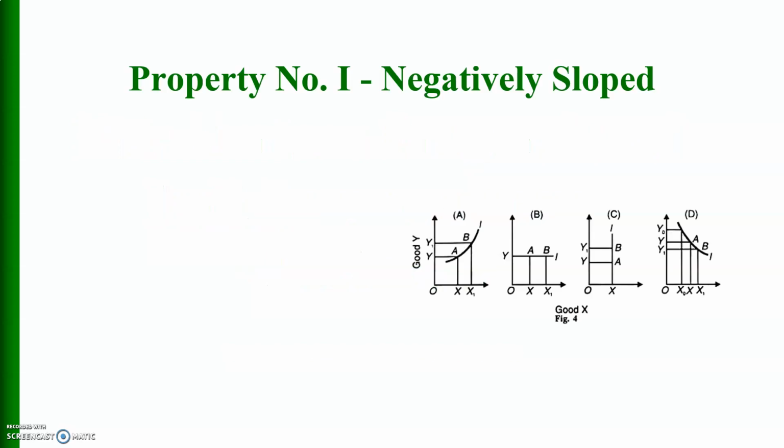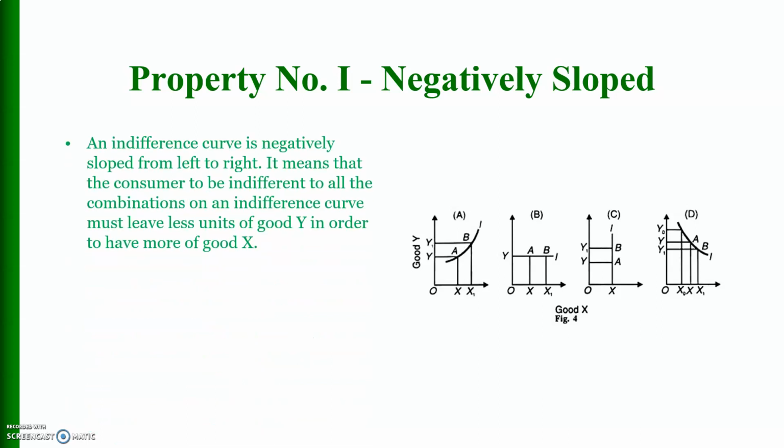The first characteristic of an indifference curve is that an indifference curve is negatively sloped from left to right. In this figure, you see a number of indifference curves. In panel A, the indifference curve is upward sloping, and in panel B, it is a horizontal line. In panel C, it is a vertical line, and in panel D, it is negatively sloped. So panel D represents the true indifference curve.